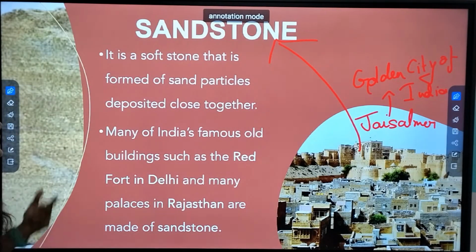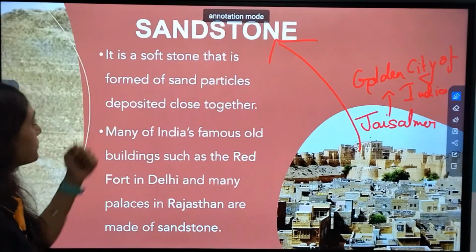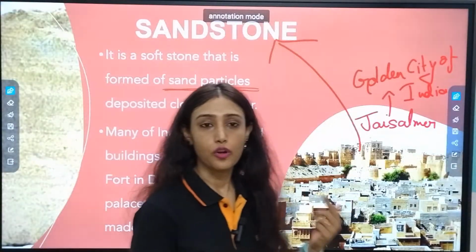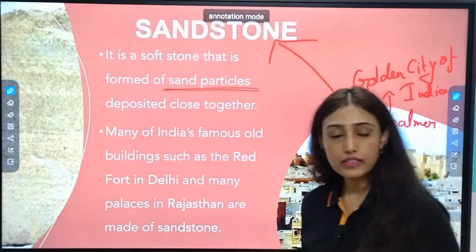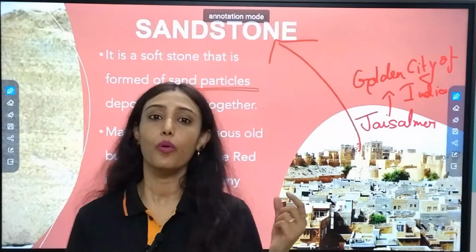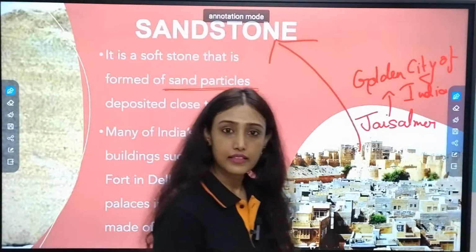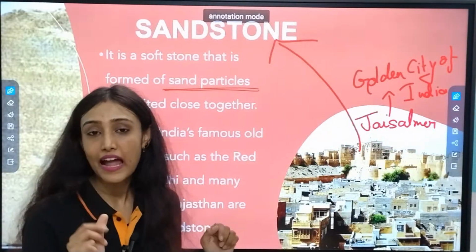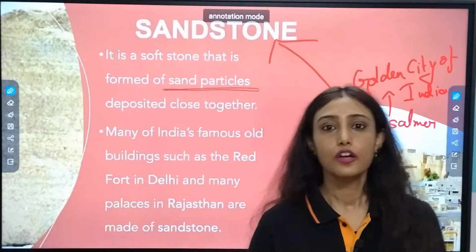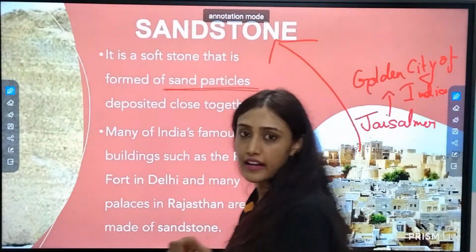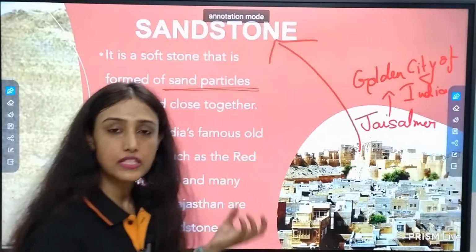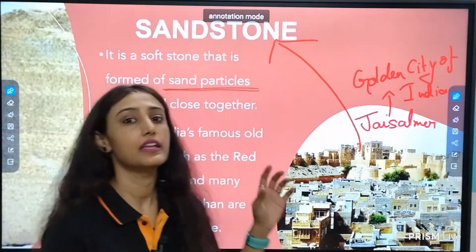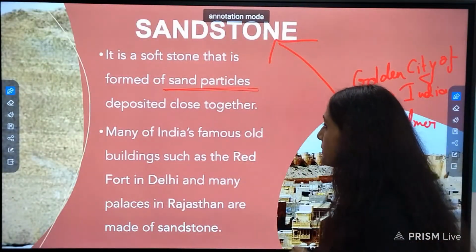Now let's read. It is a soft stone that is formed of sand particles. You know that sedimentary rocks are formed by what? Deposition of sediments. And what are sediments? Sediments are nothing but the smallest sand-like soil or sandy soil. So obviously, if you touch sandy soil, it is soft and coarse in nature. So the rock formed by that sediment is obviously very soft in nature.